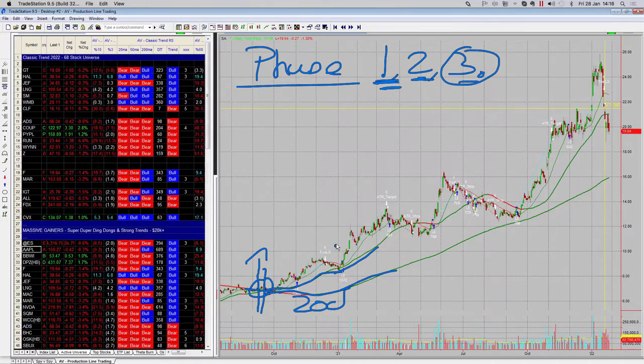So what is a phase three trend? A phase three trend for me is when price is above the 200 and the 50, and we could also put in the 20 period moving average. When it's above all three moving averages, then that's what a phase three trend is. And I'm just circling those times on the charts.